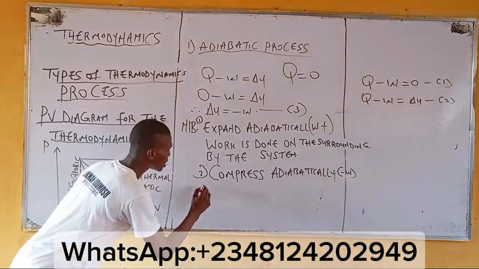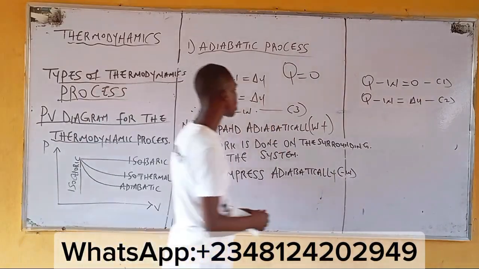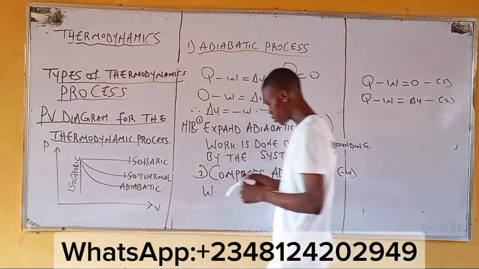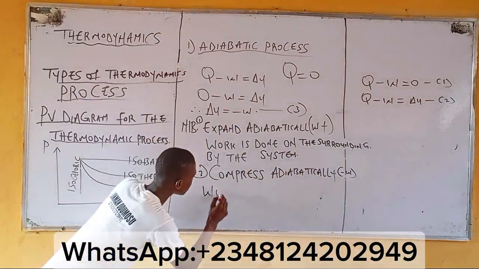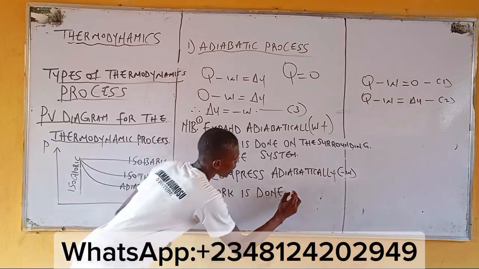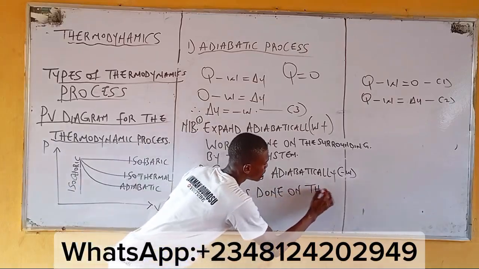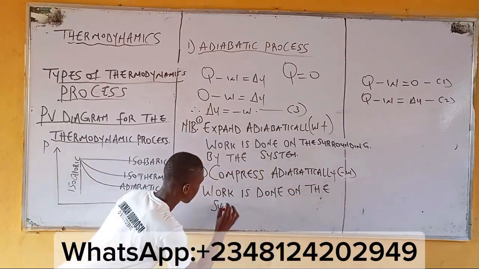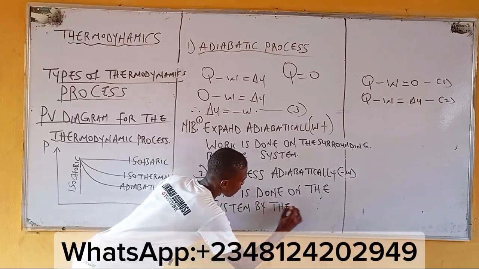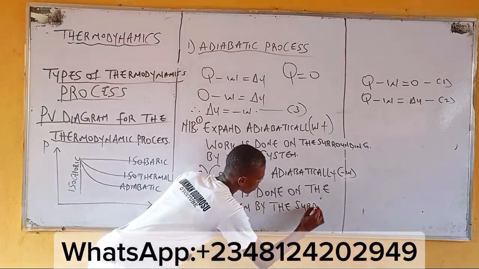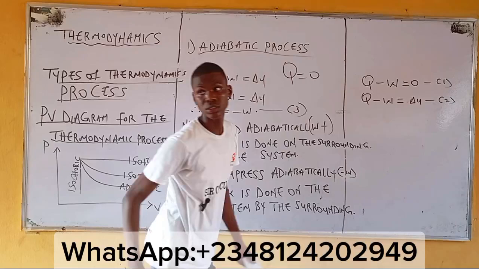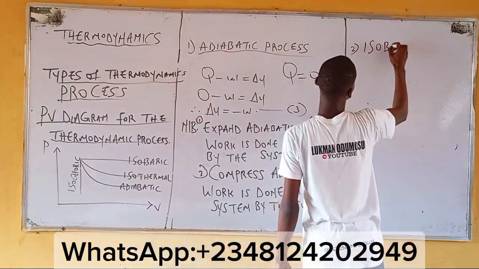Now, if work done is negative, is work done on the surroundings or the system? Meaning, if your work done is negative, work is done on the system by the surroundings.